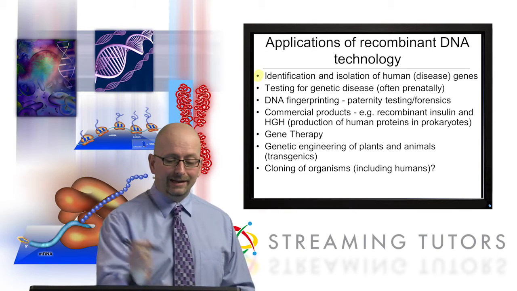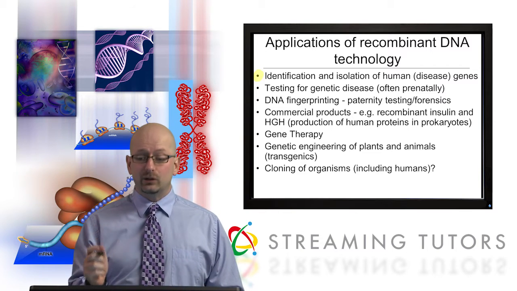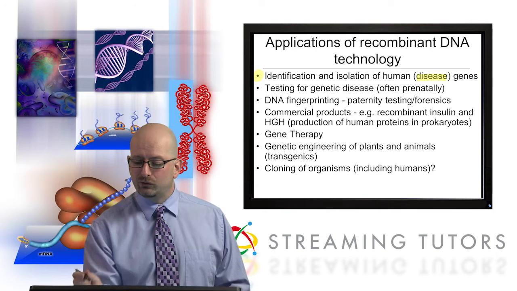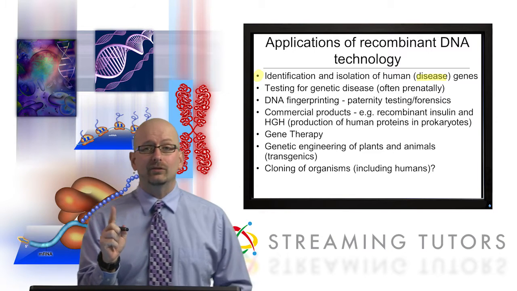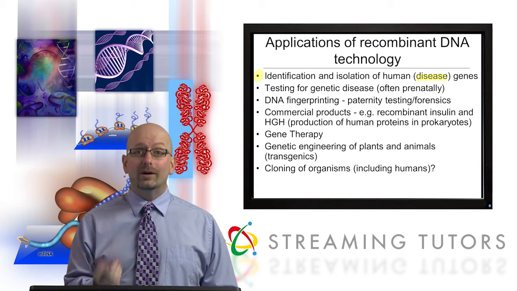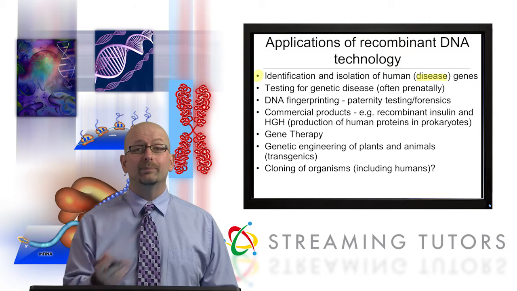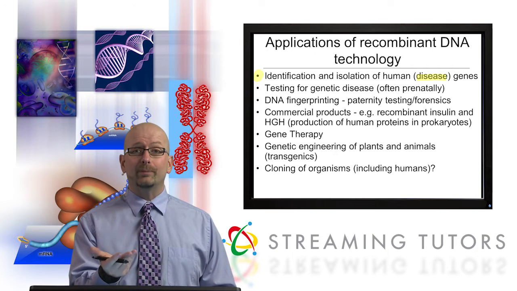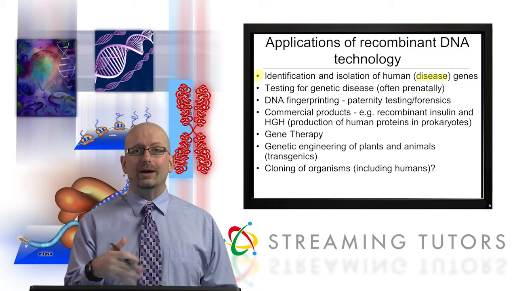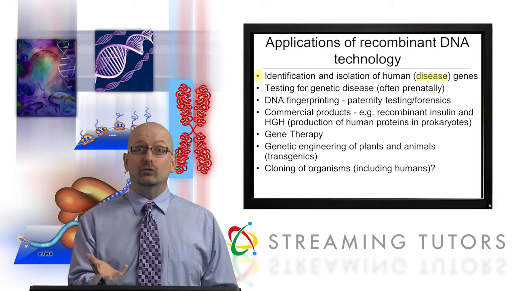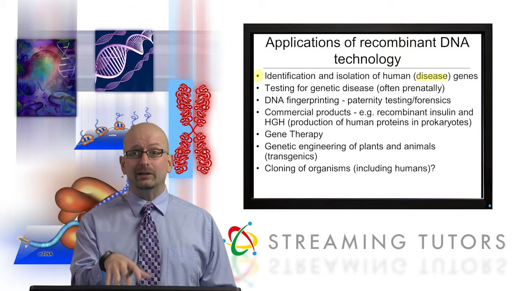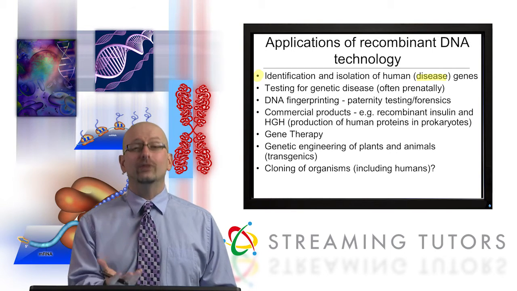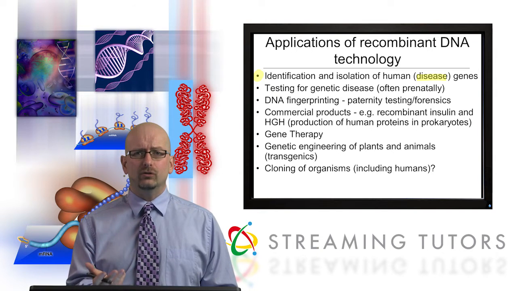Firstly, identifying and isolating human disease genes. Now I wrote disease genes here, but think about this. If you've been following along, one of the big examples we used was identifying and isolating the human insulin gene, right? And then we showed how you can use that to actually make human insulin, which technically should be in this section, but we were using it as an example. So it doesn't have to be a disease gene.